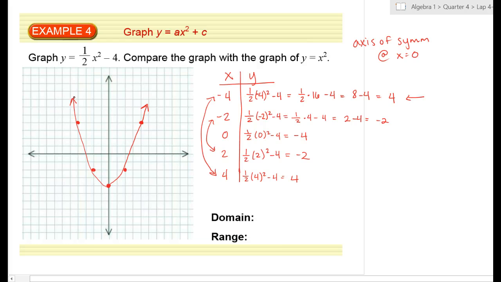There's my graph. Domain, again, all real numbers. Range, it's facing up, so it's y greater than or equal to. My lowest point is the -4, so y greater than or equal to -4. My comparison.